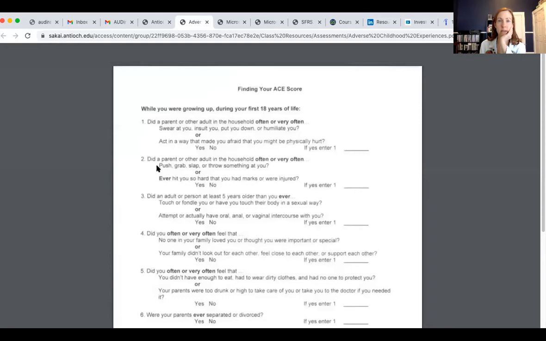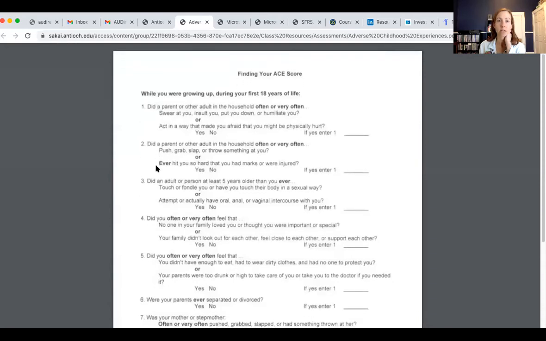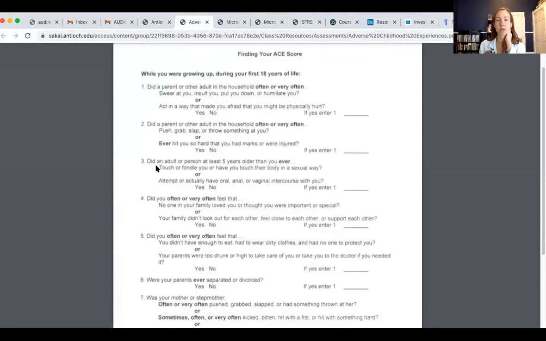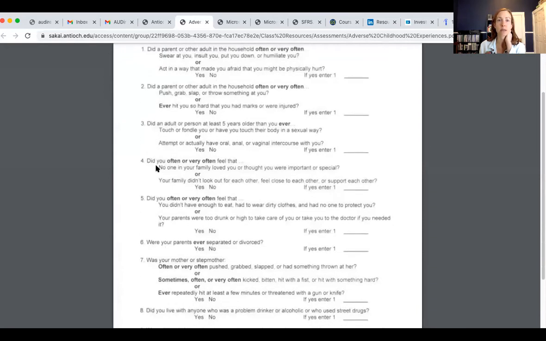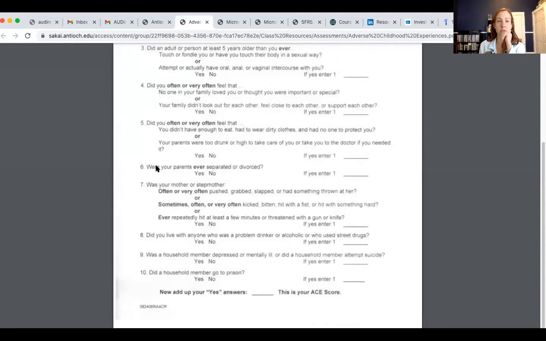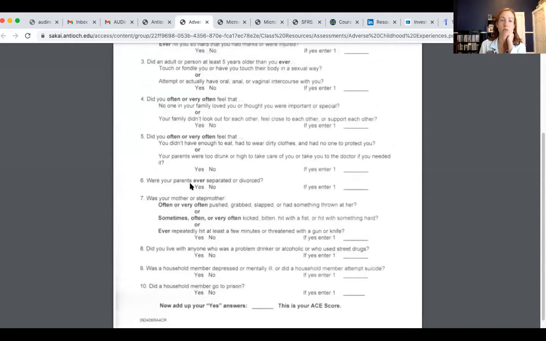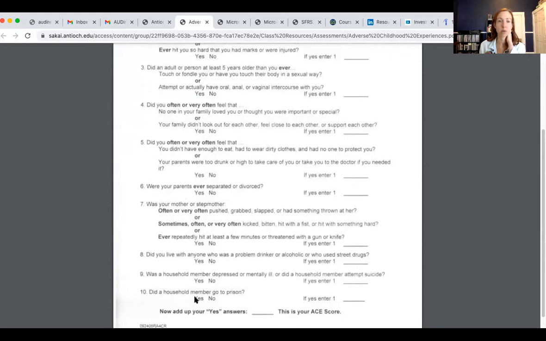Sorry, it's a little bit blurry, but this is finding your ACE score. So when you were growing up in the first 18 years of your life, it asks you about 10 different experiences. Let's see, did a household member go to prison? Did you live with anybody who was a problem drinker or alcoholic? I'm just skipping around. Were your parents ever separated or divorced? Did you often or very often feel like you didn't have enough to eat, had to wear dirty clothes, had nobody to protect you, or that your parents were too drunk or high to take care of you or take you to the doctor if you needed it?